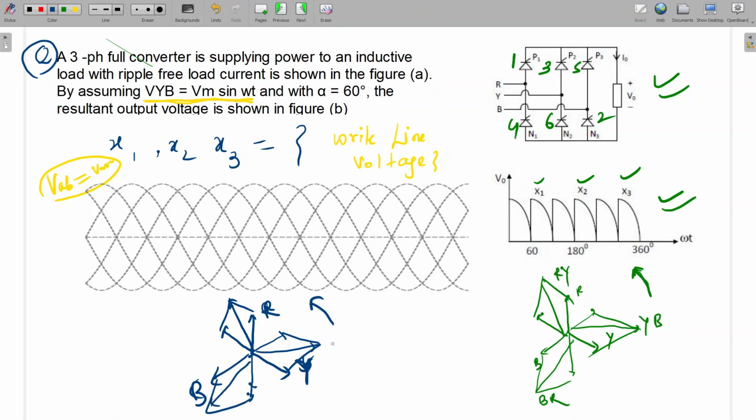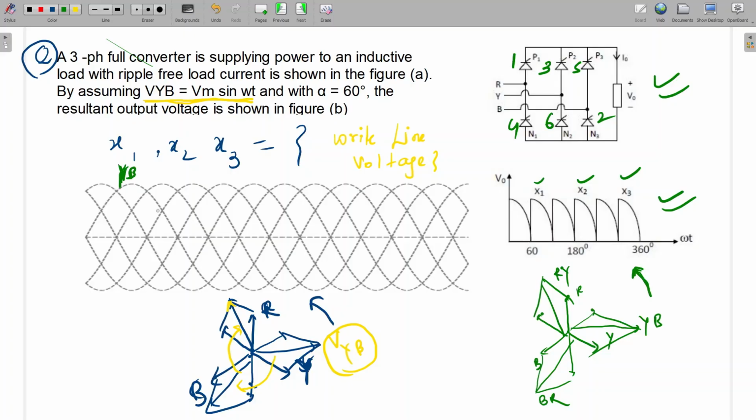What they are telling is which reference we are selecting: VYB. This VYB is selected as reference. So what will be the next 120-degree delayed value? What will be VBR? This is lagging by 120 degrees, so VBR, and minus 240 will come to this one. Here we can write the same thing. First we will start from here. This will be VYB.